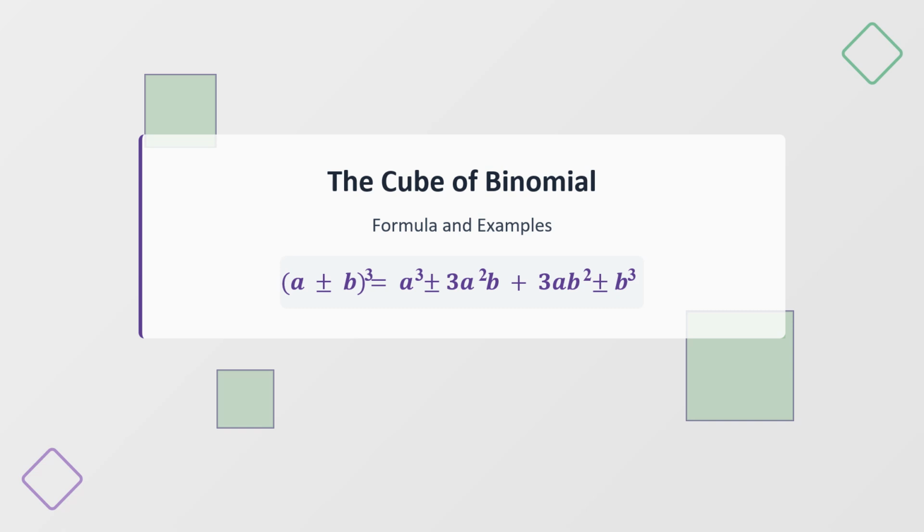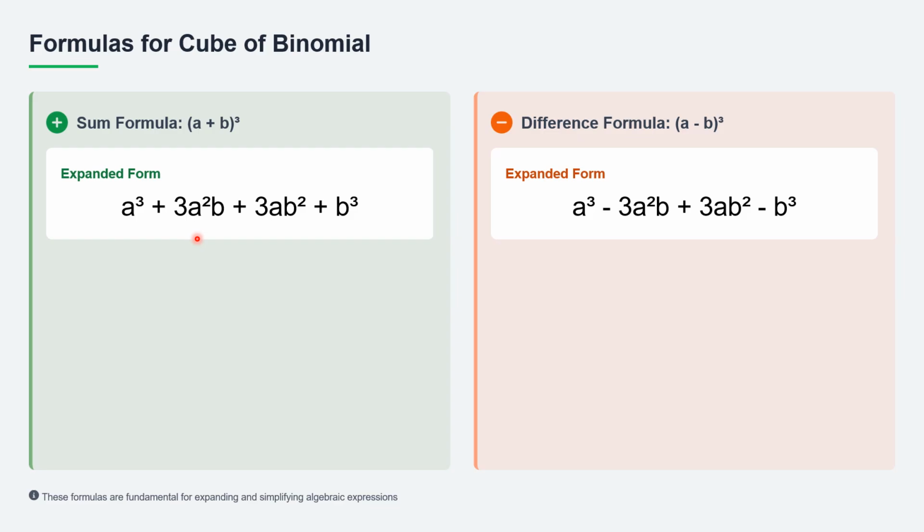Hello, grade 8. So we are going to discuss the cube of binomial. This is another special product pattern. The cube of binomial: given a binomial, we're going to find the product when it is being multiplied by itself thrice. So this is the formula.